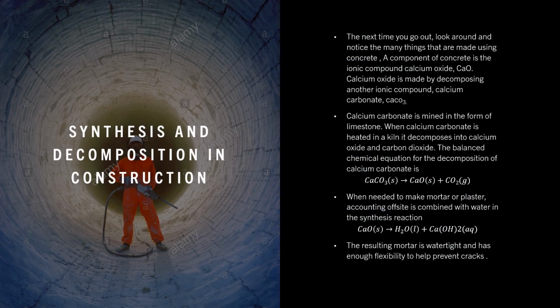The next time you go out, look around and notice the many things that are made using concrete. A component of concrete is the ionic compound calcium oxide, CaO. Calcium oxide is made by decomposing another ionic compound, calcium carbonate, CaCO3. Calcium carbonate is mined in the form of limestone. When calcium carbonate is heated in a kiln, it decomposes into calcium oxide and carbon dioxide.